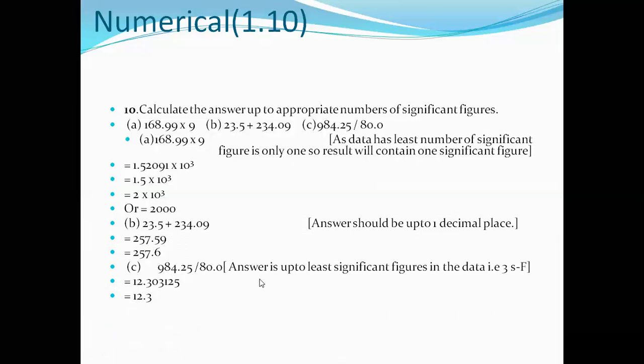Part C, in the case of 984.25 divided by 80, the answer is up to the least significant figures in the data, which is three significant figures, because of 1, 2, and 3, these are the three significant figures. The answer should also be in three significant figures. It will be 12.30312.5 after dividing these two values, but the answer should be three significant figures, so it will be 12.3.